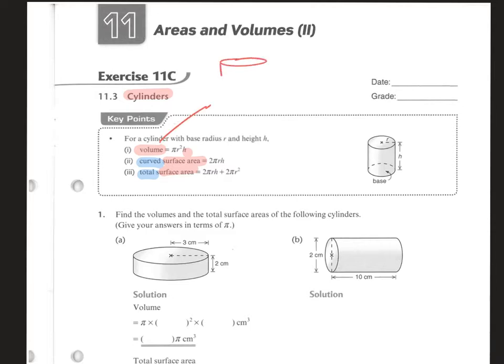Volume is talking about the space in the cylinder. So for example, if you want to fill the cylinder with water, it's talking about volume. And the formula, like in Form 1 or in primary school, is base area times height. So that's why it's pi r squared, because the base is a circle, times the height, which is normally h, as in the question. So this is the first formula, pi r squared h for volume.